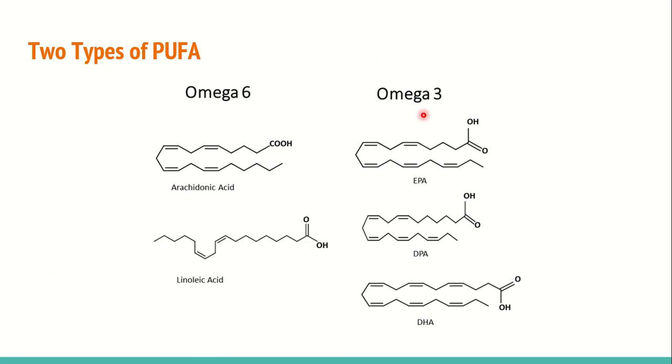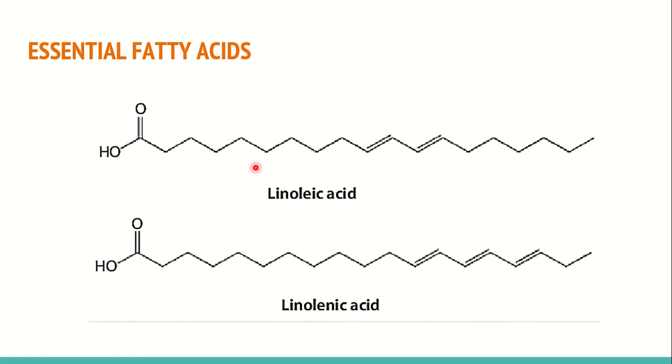And then your omega-3, saan natin makikita ang unang double bond? Doon sa third carbon from the first methyl group. So this is your methyl group. We count here 1, 2, 3. Okay, carbon 3. Here, 1, 2, 3, carbon 3. That is your omega-3 fatty acids and omega-6 fatty acids.